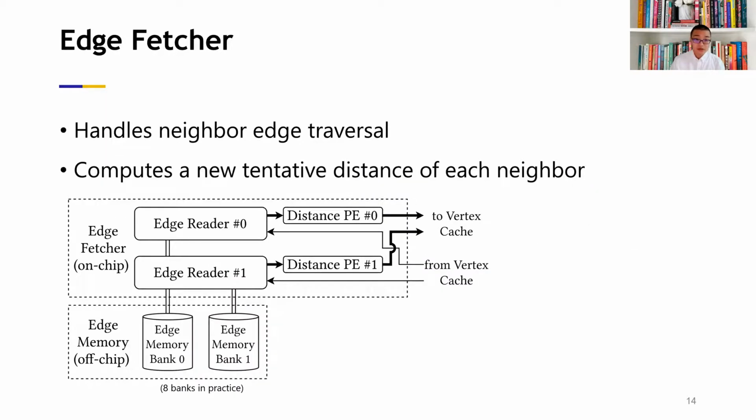The edge fetcher is relatively simple. It traverses the neighbors of a vertex using the offset and degree stored in the vertex attributes and computes the new tentative distances of the neighbors.